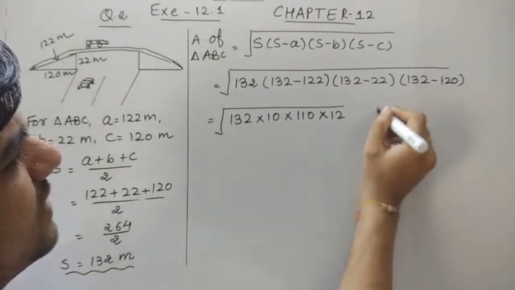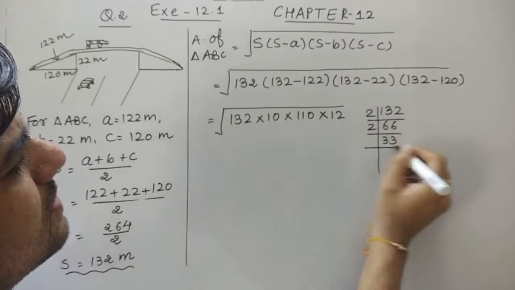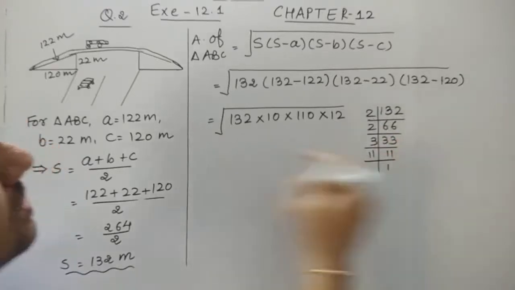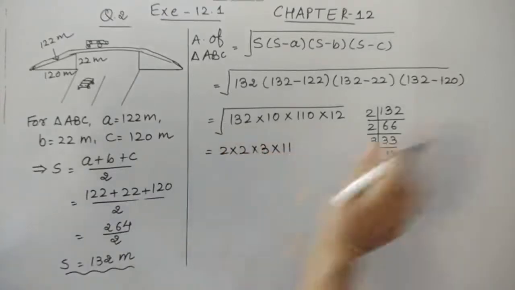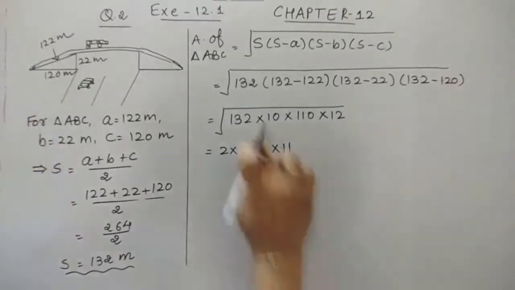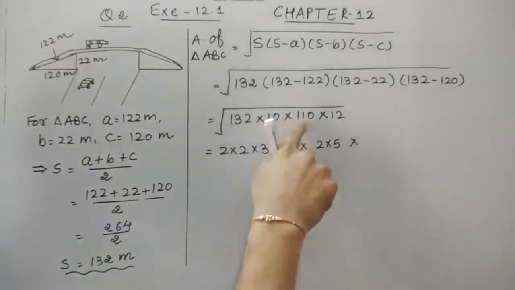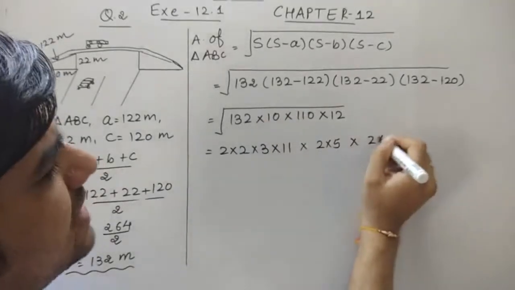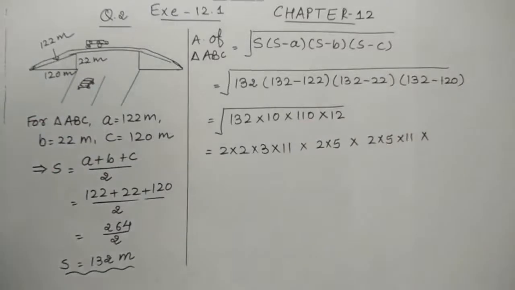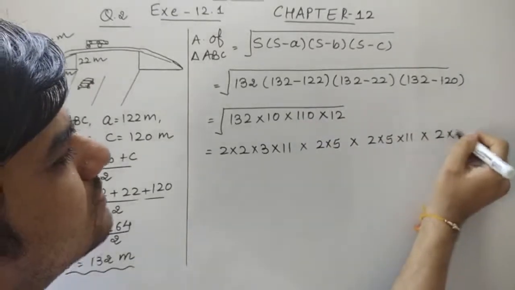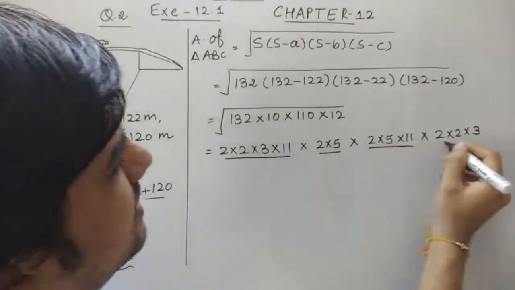So 132, let's find out the prime factors of that. 2 6 6, 2 3 3, 3 1 1 and 11 1. So the prime factors of 132 are 2 times 2, 3 and 11. Okay. Now 10. 10 we know it is 2 into 5. 110 में ऑलरेडी एक 10 है. So उस 10 का 2 into 5 और 11 is, see 5 2s are 10 into 11, 110. 12, 2 2s are 4, 3s are 12. So these are the prime factors: 132, 10, 110 and 12.